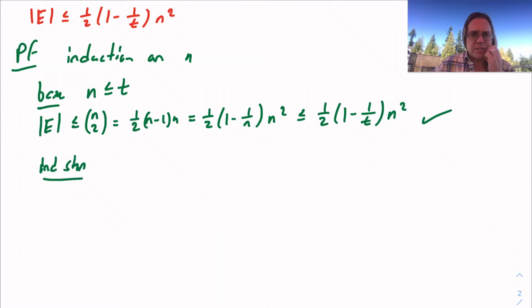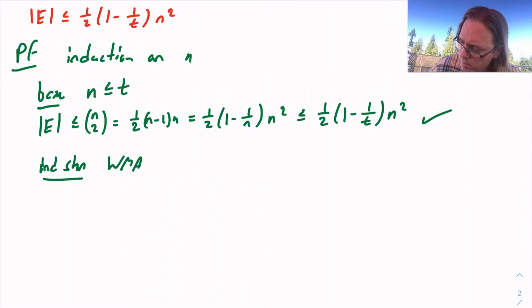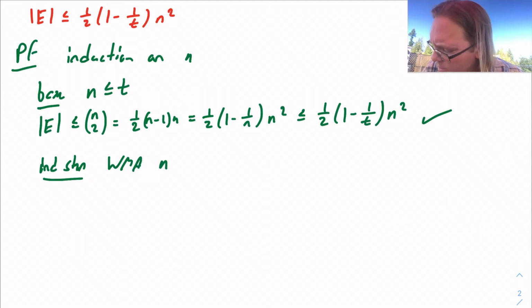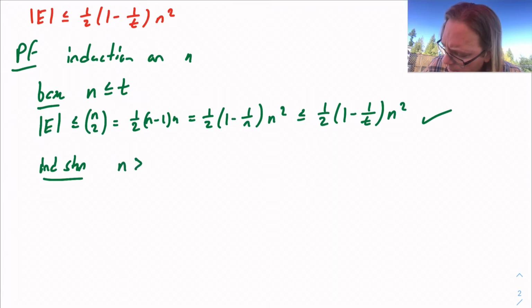So for the inductive step, now I can assume n is bigger than t. I mean, I shouldn't even say we may assume. I should just say for the inductive step, n is bigger than t.